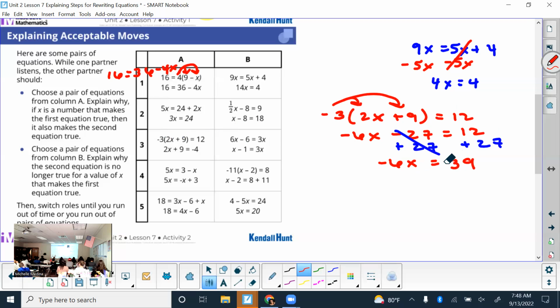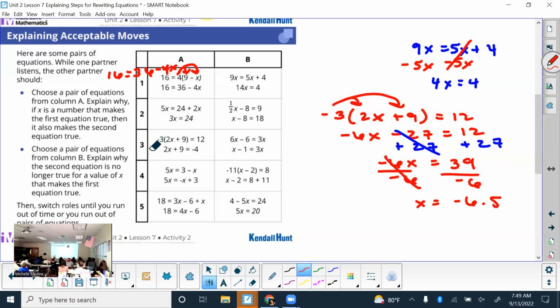Now let's just keep going. The opposite of multiplying by negative 6 is dividing, and whatever you do on one side. What would that property be called? Division property of equality. Good. What's 39 divided by negative 6? Is that a decimal? Can someone approximate that decimal for me? So negative 6.5 is what x is.